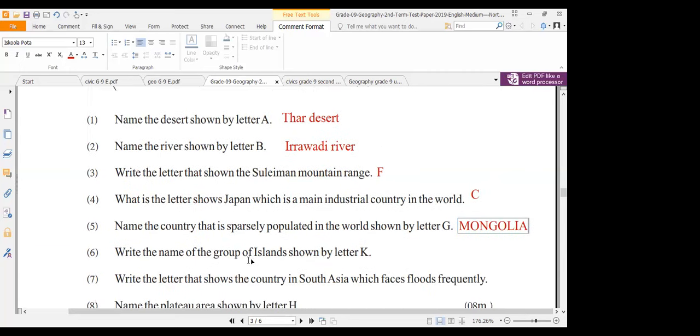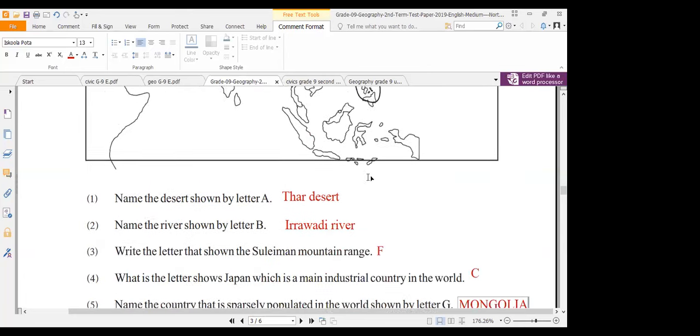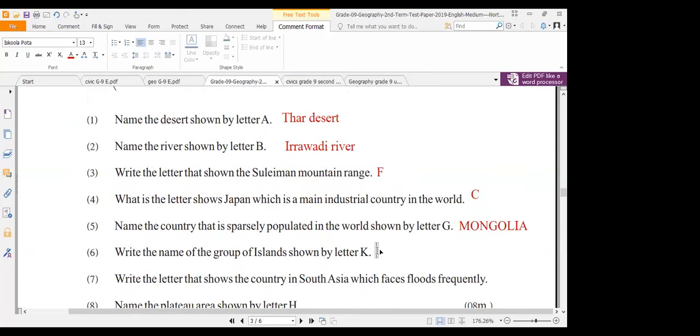Write the name of the group of islands shown by letter K. Philippine Islands, yes. Correct. Philippine Islands.